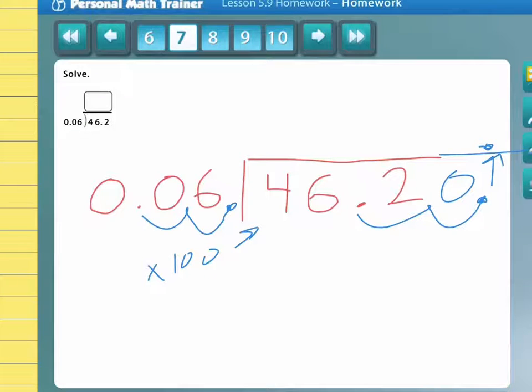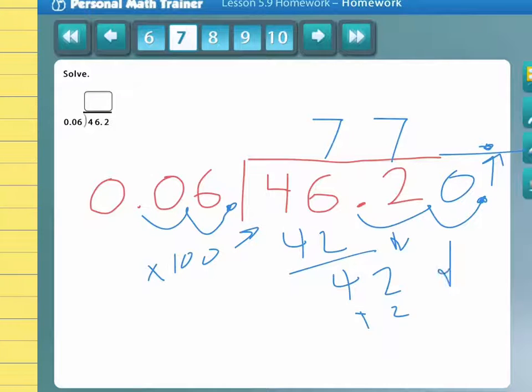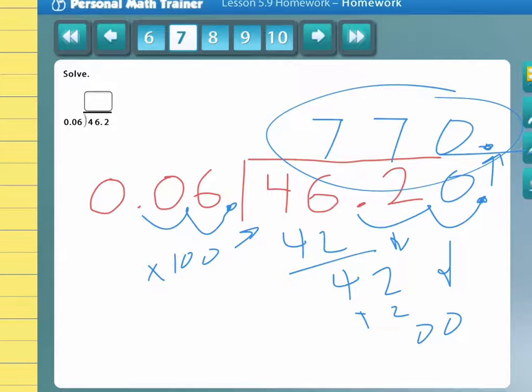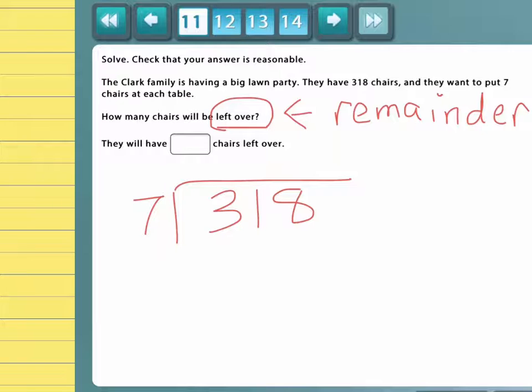So 6 will go into 46 7 times. 7 times 6 is 42. There'll be 4 left over. Bring down the 2. 6 will go into 42 7 times. Nothing left over. Bring down the 0. 6 will go into 0 0 times. The quotient is 770.